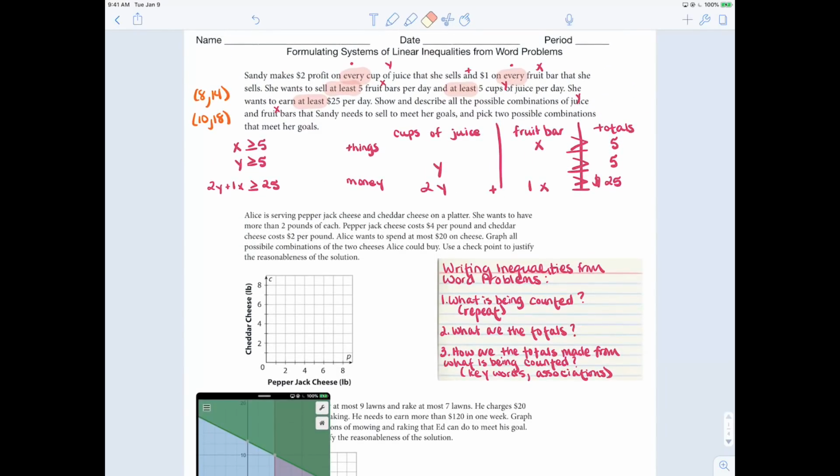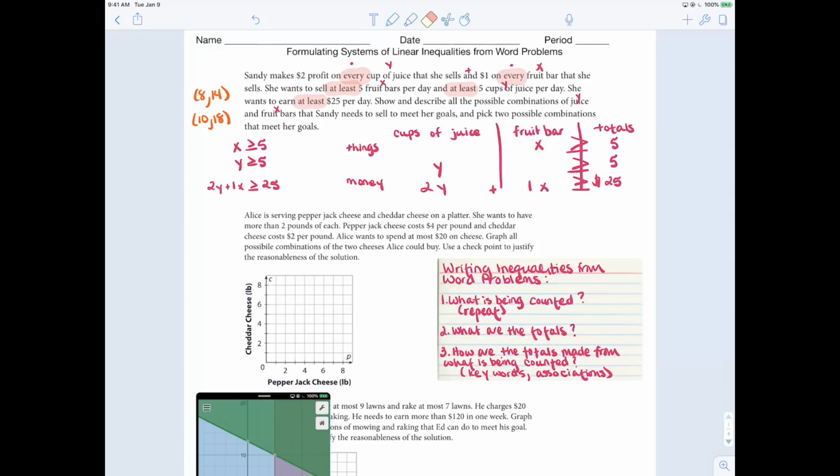We can read the other word problem. Alice is serving pepper jack cheese and cheddar cheese on a platter. She wants to have more than 2 pounds of each. Pepper jack cheese costs $4 per pound and cheddar cheese costs $2 per pound. Alice wants to spend at most $20 on cheese. Graph all possible combinations of the 2 cheeses Alice would buy. Use a checkpoint to justify the reasonableness of the solution.